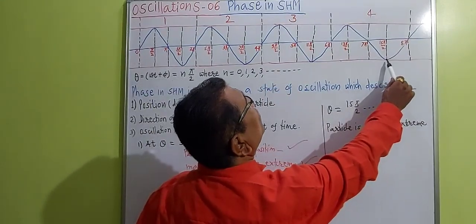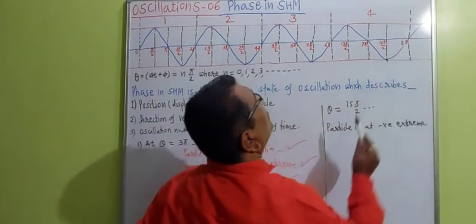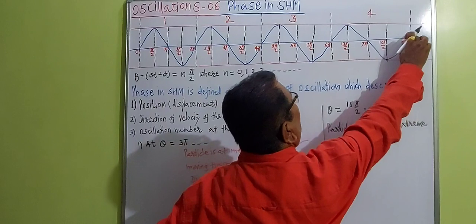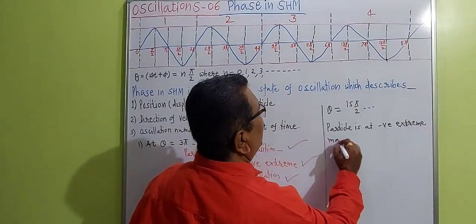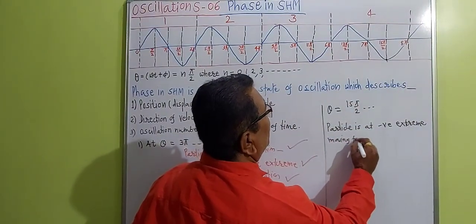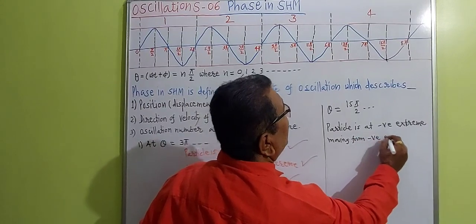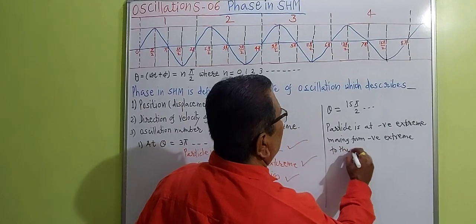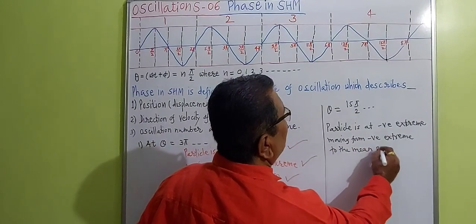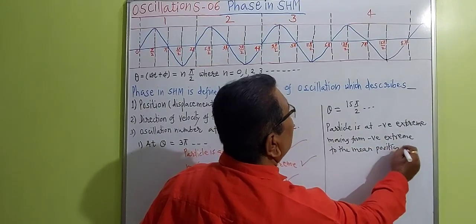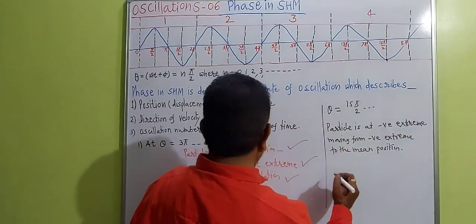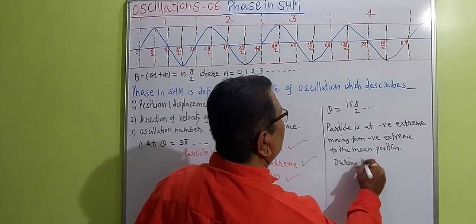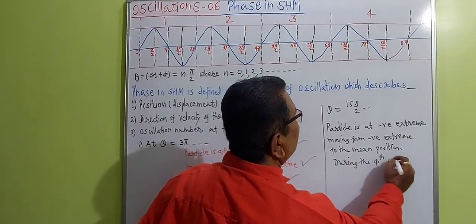And it moves from negative extreme to mean position. This is the direction of velocity, and it is in the fourth oscillation, during the fourth oscillation.